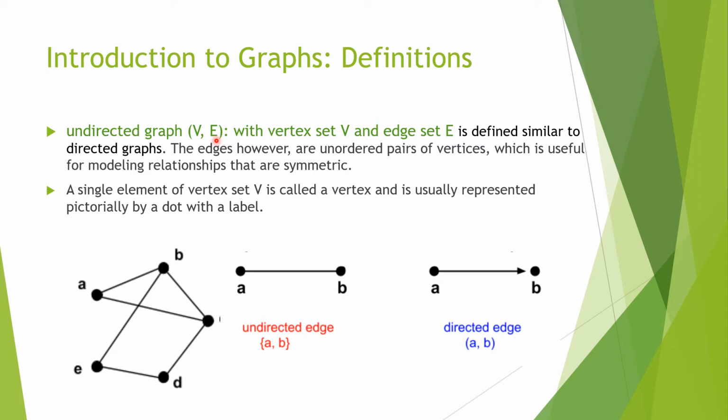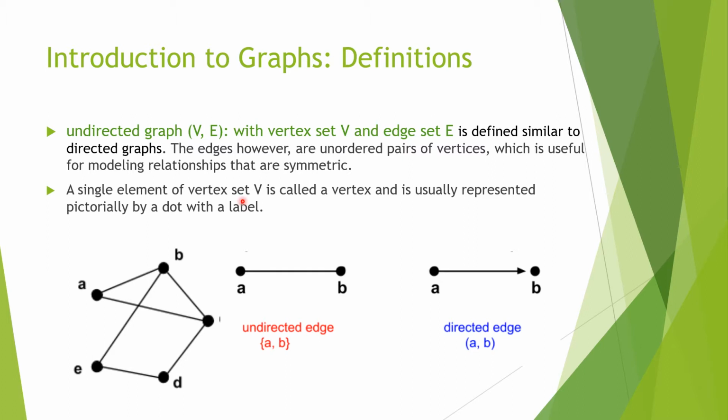As I said, an undirected graph can be defined in a similar way as directed graphs. However, the edges in an undirected graph are not directed edges. What does it mean? It means that the edges are unordered pairs of vertices. They aren't represented by ordered pairs anymore because they are not directed. So this kind of graph is useful for modeling relationships that are symmetric, which means that if A is related to B, B is also related to A. So there's no need to have a directed edge between A and B when the relationship is symmetric.